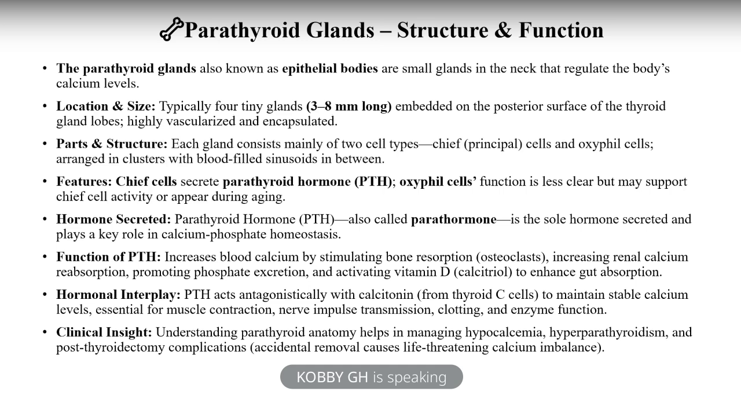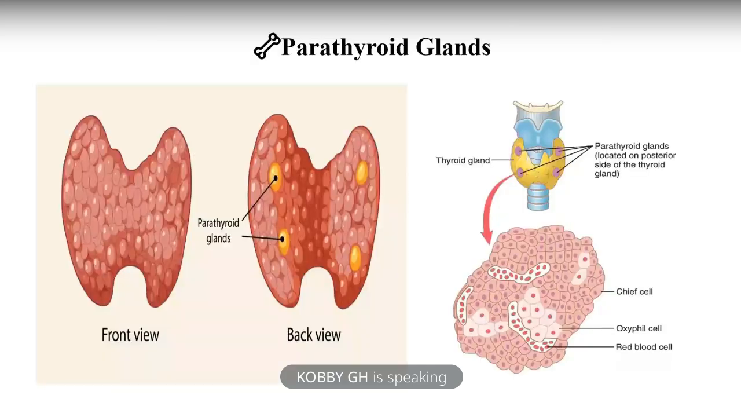What's the function of the chief cell? It produces parathyroid hormone. The oxyphil cells, especially in aged people, help support the chief cells to produce the parathyroid hormone. The parathyroid hormone helps to increase your blood calcium level and at the same time decrease your blood phosphate levels. Simple as that. Quickly, let's look at the adrenal glands.